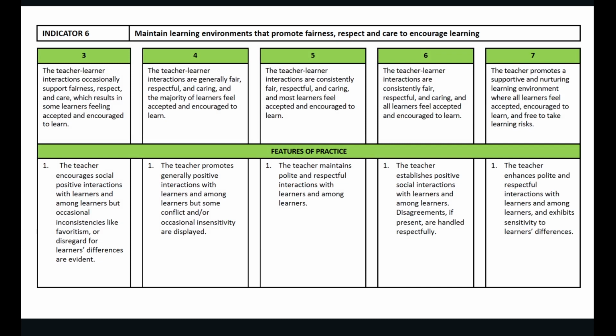The teacher establishes positive social interactions with learners and among learners. Disagreements, if present, are handled respectfully. So this is already 100%. Everyone feels accepted. Everyone is encouraged to learn. But what makes 6 different from 7? Let's see. In 7, the teacher promotes a supportive and nurturing learning environment where all learners feel accepted, encouraged to learn, and free to take learning risks.